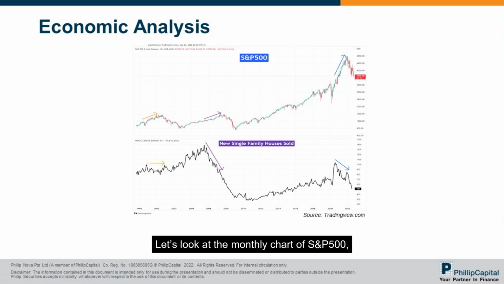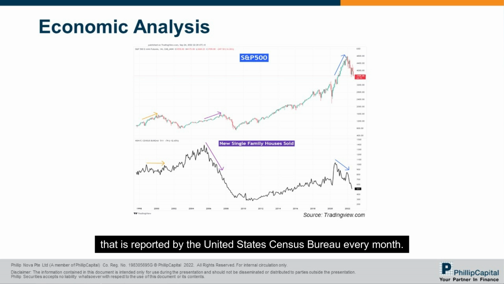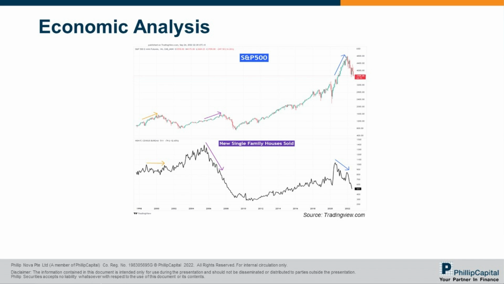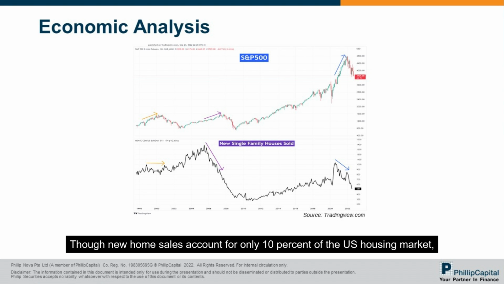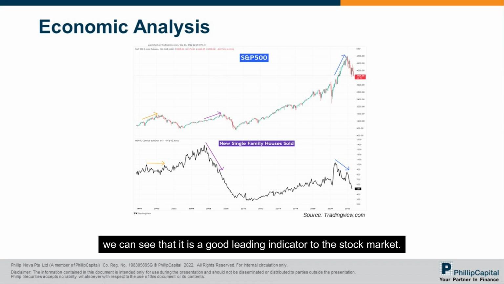Let's look at the monthly chart of the S&P 500 together with the new single-family houses sold index that is reported by the United States Census Bureau every month. The sale of a new house occurs with the signing of a sales contract or the acceptance of a deposit. The house can be at any stage of construction: not yet started, under construction, or already completed. Though new home sales account for only 10% of the US housing market, we can see that it is a good leading indicator to the stock market.